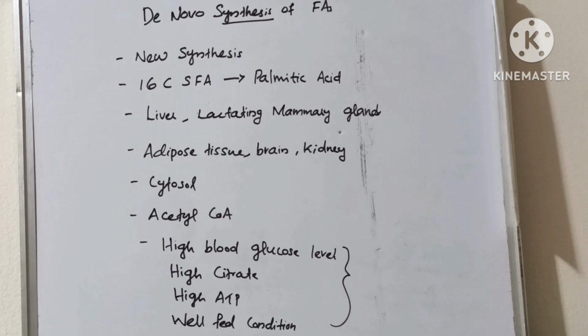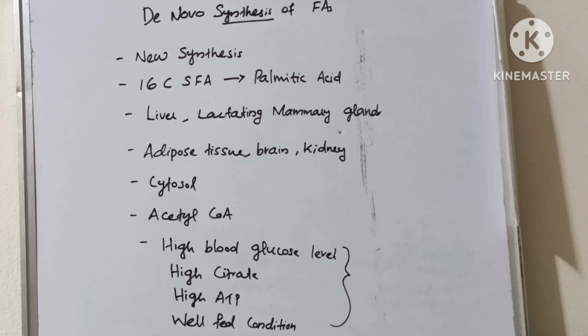De novo synthesis means new synthesis of fatty acids. The major fatty acid formed is a 16 carbon saturated fatty acid, that is palmitic acid. Fatty acid synthesis occurs mainly in liver and lactating mammary glands and also in adipose tissue, brain and kidney. Fatty acid synthesis occurs in cytosol and the major substrate for fatty acid synthesis is acetyl-CoA.